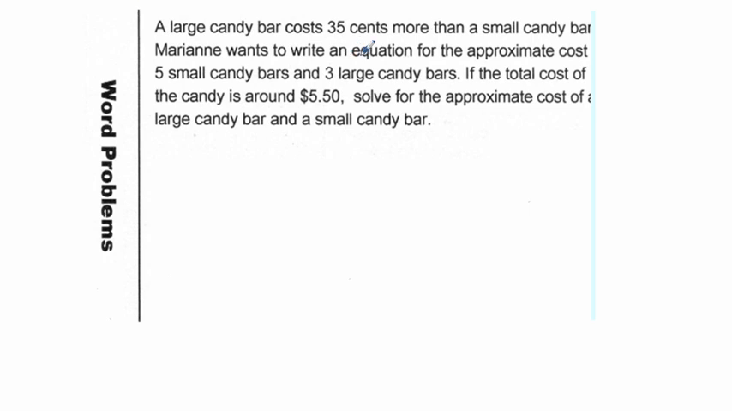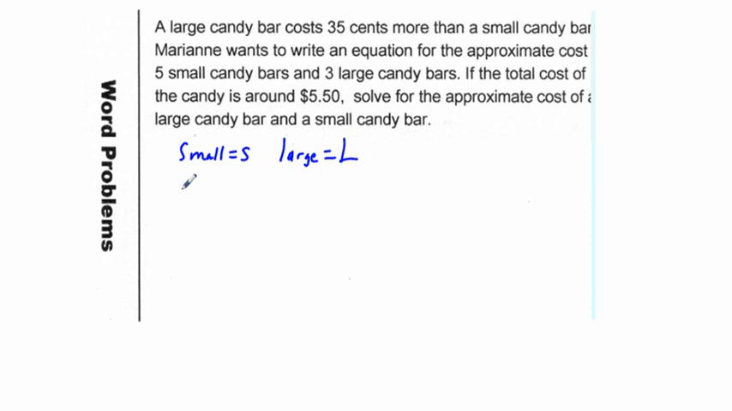Next. Word problems. A large candy bar costs 35 cents more than a small candy bar. And we're going to say small candy bar, we're going to call this S. Okay? And large candy bar, what are we going to call that? L for large. Now you got to be careful with S because S kind of looks like a 5, so just be aware of that.